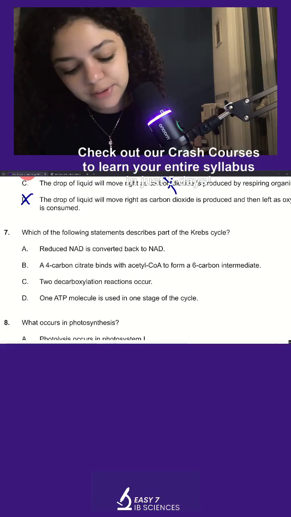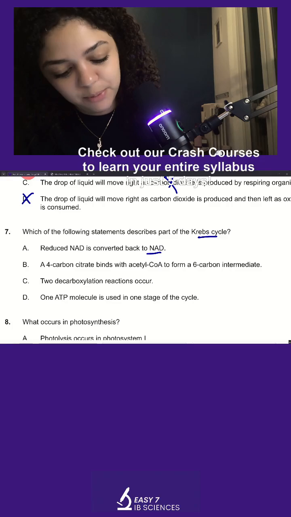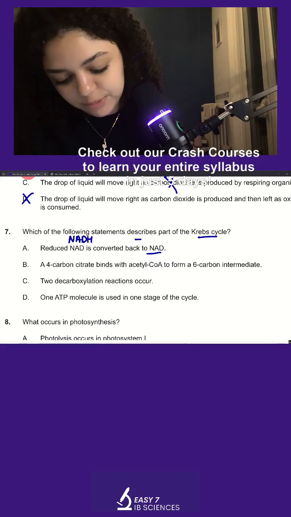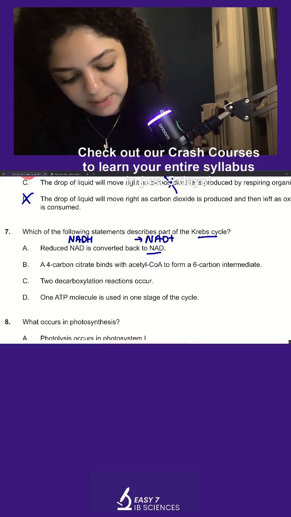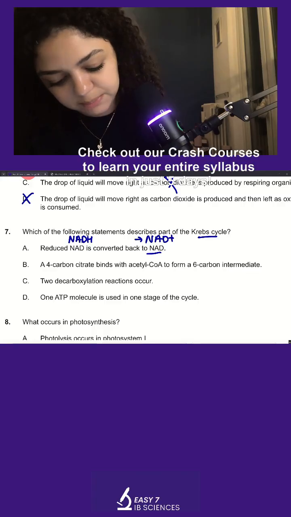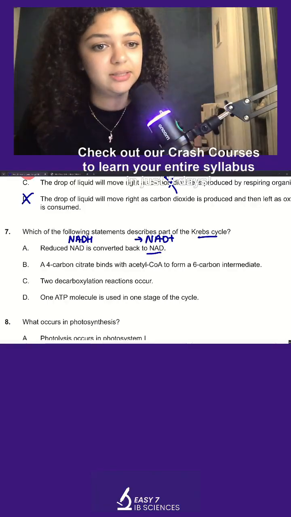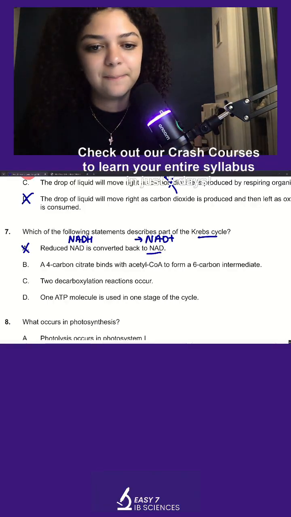This is: which of the following statements describe part of the Krebs cycle? Reduced NAD is converted back to NAD. Okay, so reduced NAD means what? NADH is converted back to NAD plus. Is this true in the Krebs cycle? No, right? We know that it's the opposite that's happening. It's going from NAD plus to NADH.